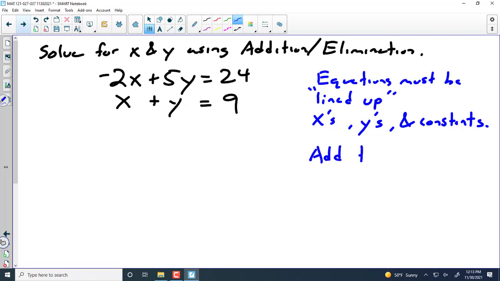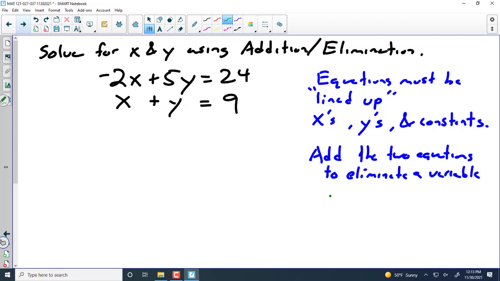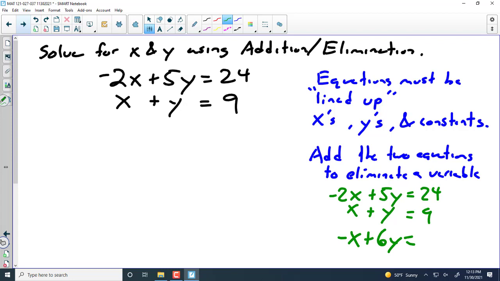Add the two equations to eliminate a variable. When I say add them, I mean you add the x's together, you add the y's together, and you add the constants together. But if, when you add them together, a variable does not disappear, then it didn't do you any good.